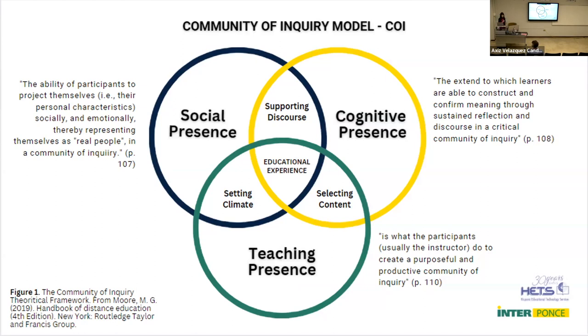Because in the 90s, research was mainly focusing on the role of the instructor, also the social aspect of learning and the future of the technology, because at that moment it was transitioning from correspondence study to the media, internet, and all this technology advancement that we have seen during these past years.